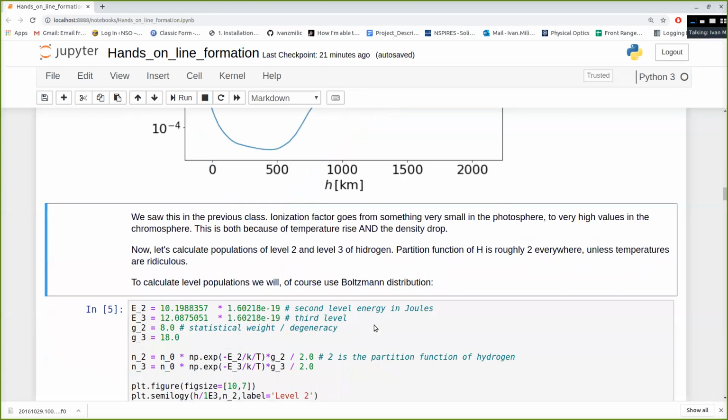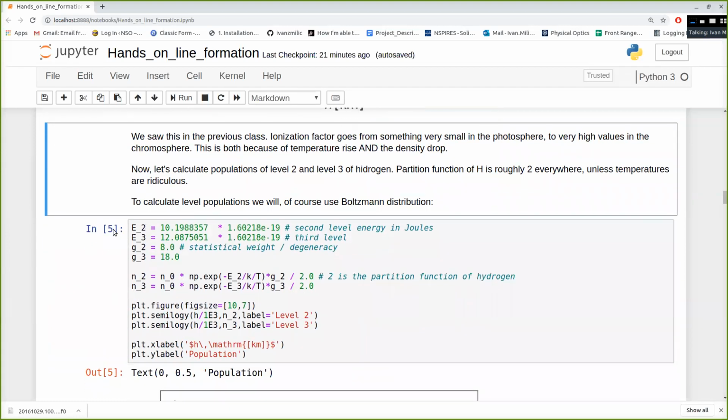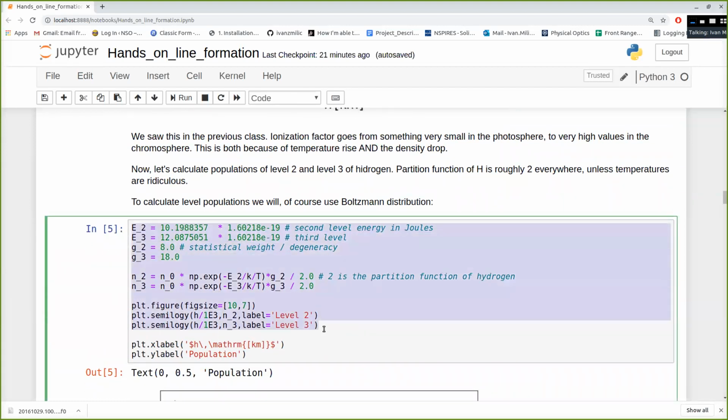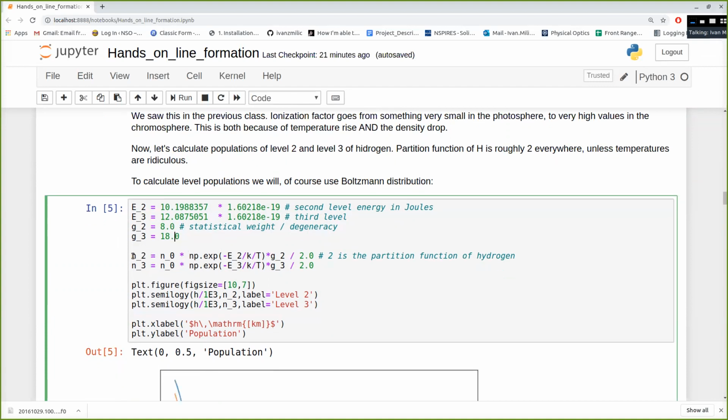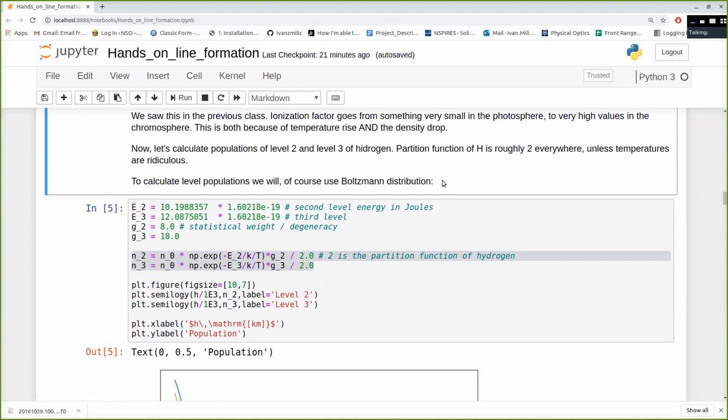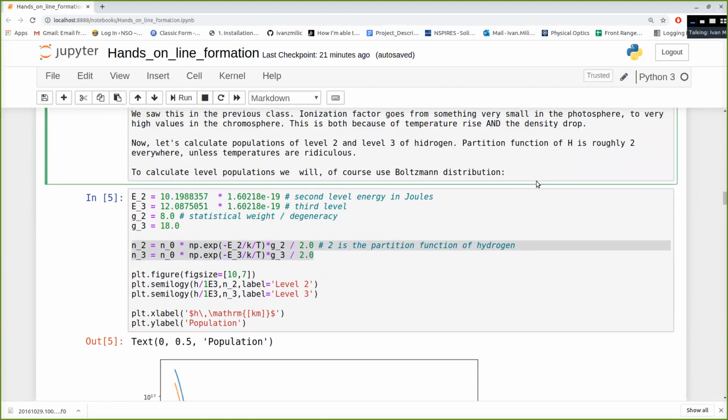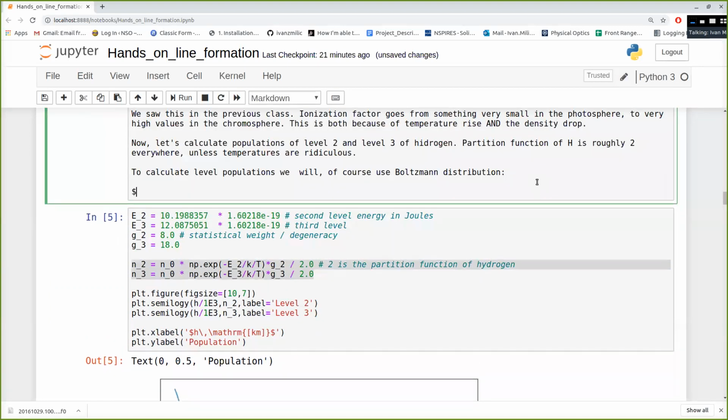Okay, so what I'm doing here now is I basically went to NIST. I took the energies of the second and third level of hydrogen. I took their statistical weights, which you probably know. And then I'm using the Boltzmann distribution, right? So what is the Boltzmann distribution? Let's remind ourselves what it is.